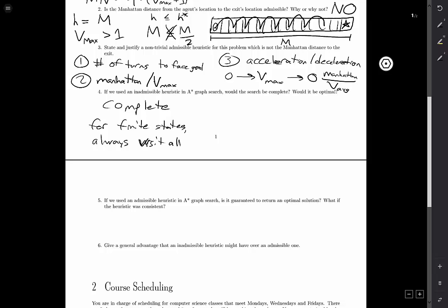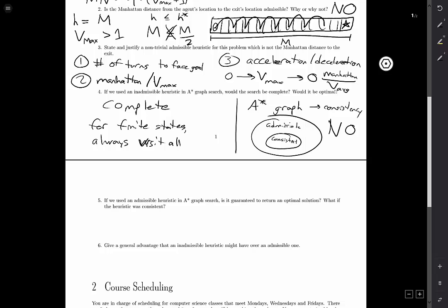Now, next question is, would it be optimal? So remember from the mini lesson before, A-star graph search requires consistency. Now, we have the space of all admissible heuristics, and consistent is always admissible also. So if we're inadmissible, then we're also definitely not consistent. So we are not optimal. The answer is no.